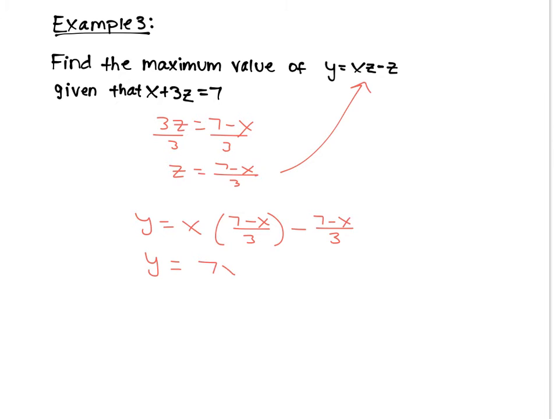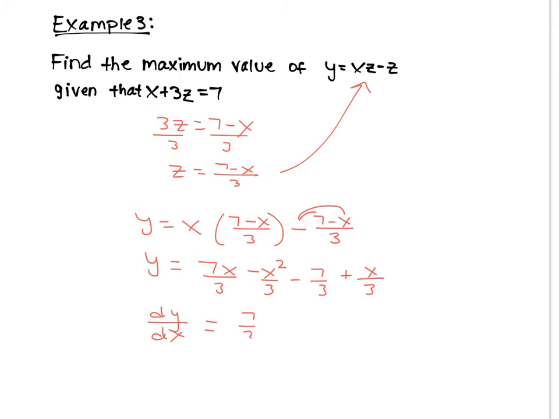So we're going to make this 7x minus x squared, and it's all over 3 here. And then we have minus the 7/3. We're going to distribute that negative, so that's minus the 7/3 plus the x over 3. And that way we can go ahead and differentiate that.